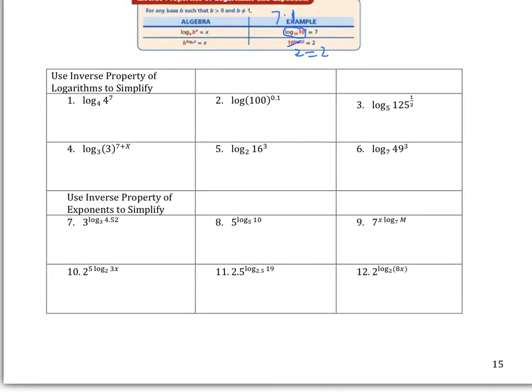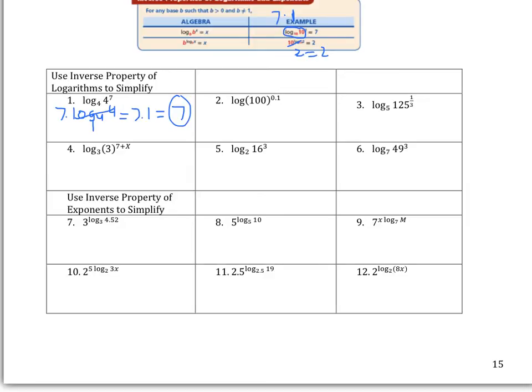So in number 1, we have log base 4 of 4 to the 7. We know that the 7 comes down in front. Log base 4 of 4, we know 4 to the first power equals 4, so log base 4 of 4 is 1. So this becomes 7 times 1, which is really 7. Go ahead, pause the video, try number 2.